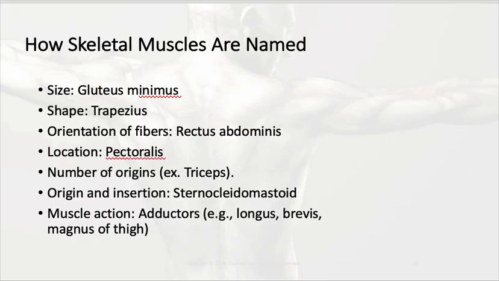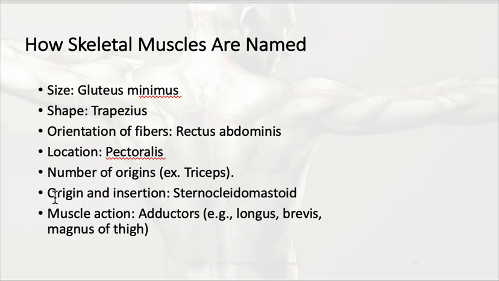Some muscles are named based on the direction that their fibers run. The rectus abdominis muscle, for instance, has fibers that run straight, rectus meaning straight, along the abdomen. You also have the rectus femoris that also has fibers that run straight. Location. So certain muscles are named after the body region where they're found. The pectoralis muscle is located on the chest, and it comes from Latin pectus, which means breast or chest.